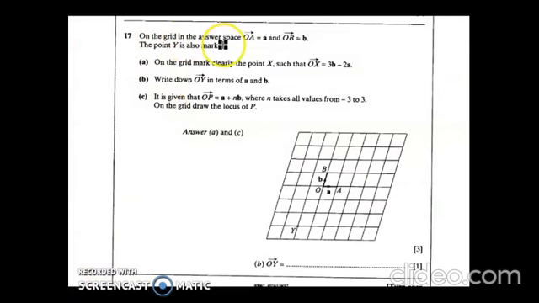On the grid in the answer space, OA is A. So basically this is OA. OA means that O shows the origin and OA means that this is a position vector. Because let's say this is the origin, this is O, and this is vector OA, which is represented by A. This vector is a position vector because it is starting from the origin. Same with OB. Point Y is also marked. On the grid, mark clearly the point X such that OX is 3B minus 2A.